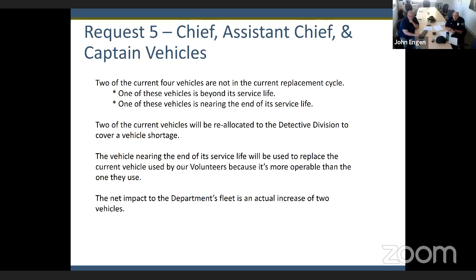Just in my time here alone, we have had three special teams deployments. So in the last 4 or 5 months, we have deployed that vehicle 3 times. And Chief, why don't you go ahead and describe what one of those call outs looks like? You just anticipated my question, thank you.